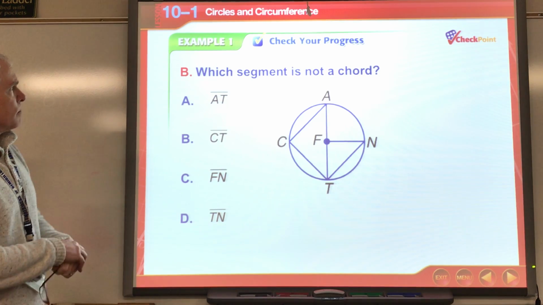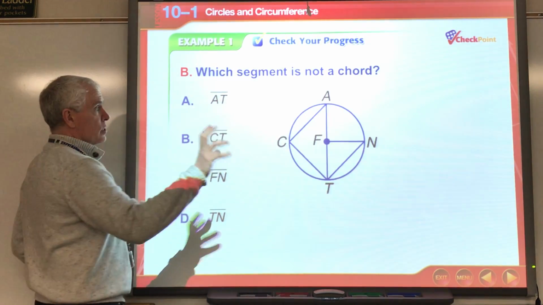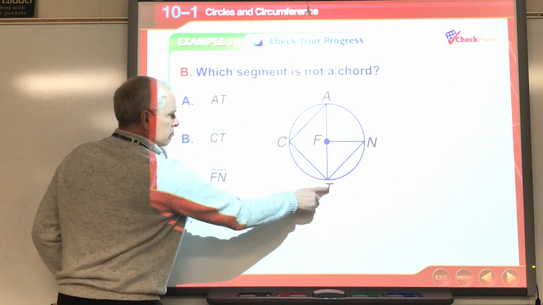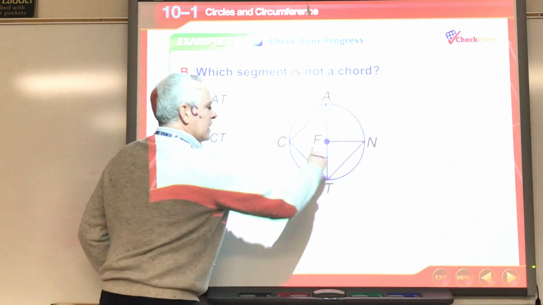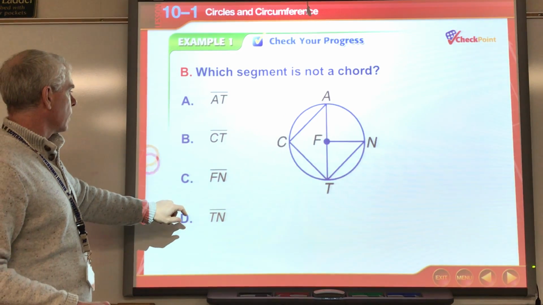All right, how about this one? Which segment is not a chord? So from endpoint to edge to edge on a circle. AT, definitely a chord. CT, definitely a chord. FN, no, we said that was a radius before, so FN is the one that's going to not work here.